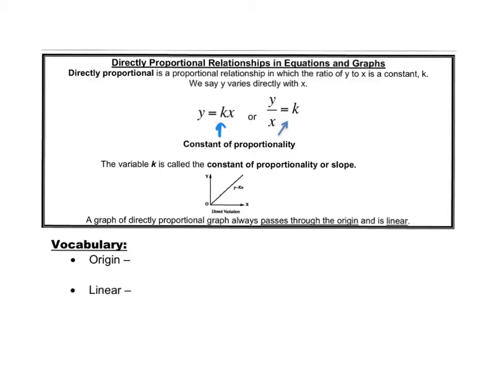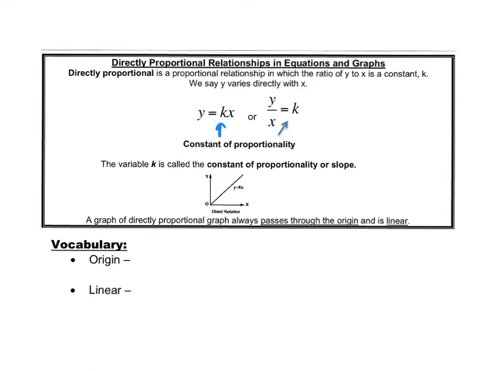In this lesson, we're going to learn about direct variation. All right, so directly proportional relationships in equations and in graphs. Directly proportional is a proportional relationship in which the ratio of y to x is a constant k. We say y varies directly with x.